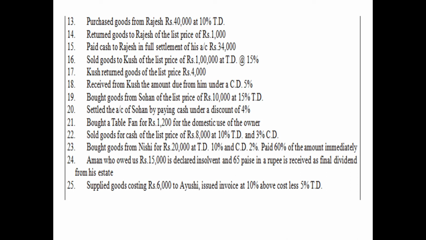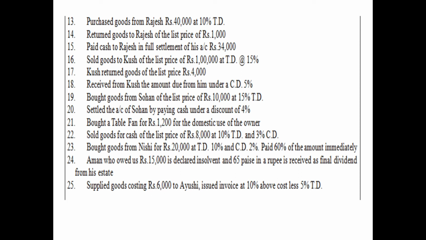Entry will be purchase account debited 8,500 to Sohan 8,500. Next question. Settled the account of Sohan by paying cash under discount of 4%. So 8,500 is due towards Sohan. Now we are settling his account by paying him cash under discount of 4%. So 4% of 8,500 will be 340.